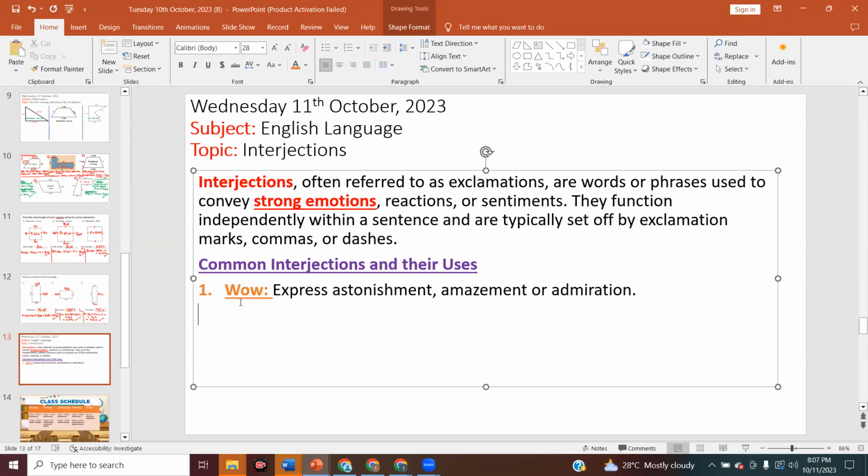Excuse me, Mr. Petit. Wouldn't this be like onomatopoeia? Similar. You're right. Each of these are onomatopoeias, like literally. You're right. Yeah, because I was thinking about that. Very good point. These are all examples of onomatopoeias as well.